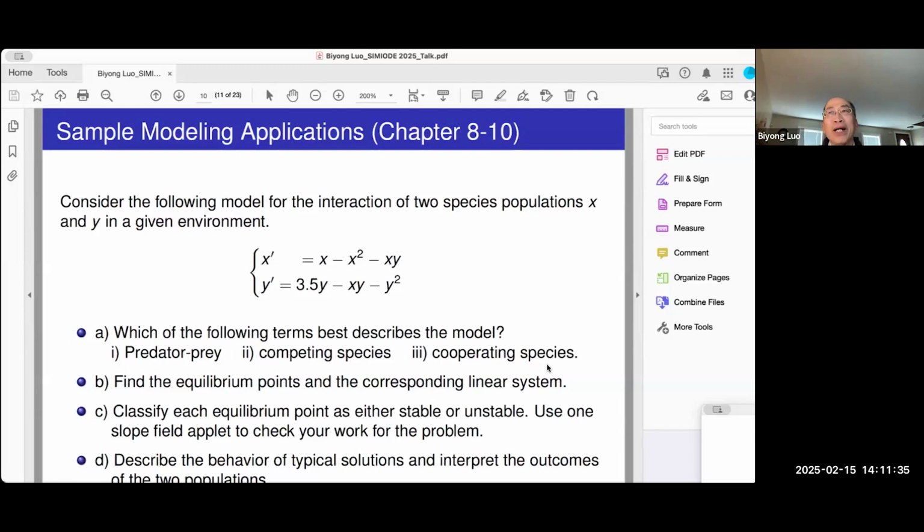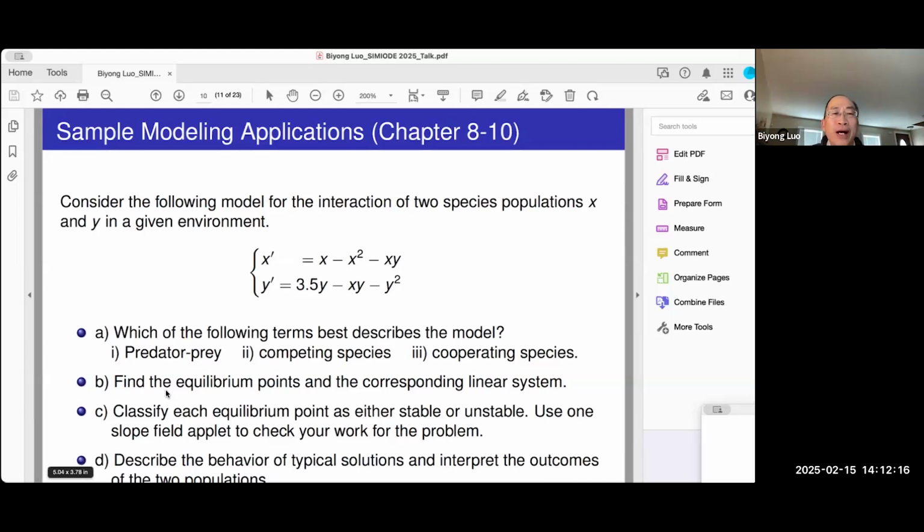Sometimes we know that if there are different parameters in the first equation, like xy with different parameters in the first equation and in the second equation, they will describe a different model. So here, we just give students one simple model of this kind. In the next example, they will give different parameters in these two equations.